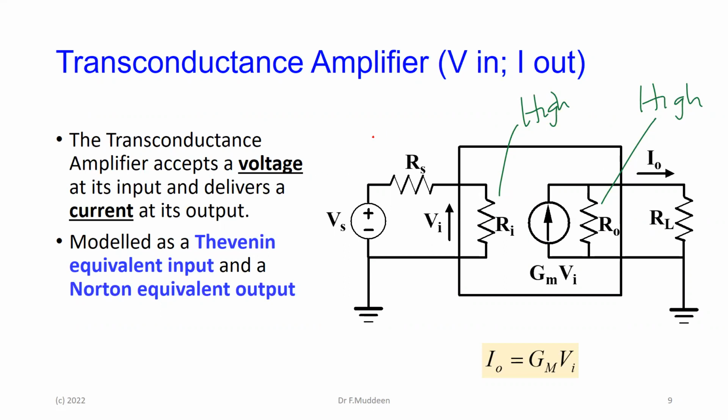Because we're taking a voltage in, on the voltage side of the input we have to use a Thevenin equivalent, which is a source in series with an impedance. And because it's a voltage source, the input impedance here has to be high, ideally close to infinity.